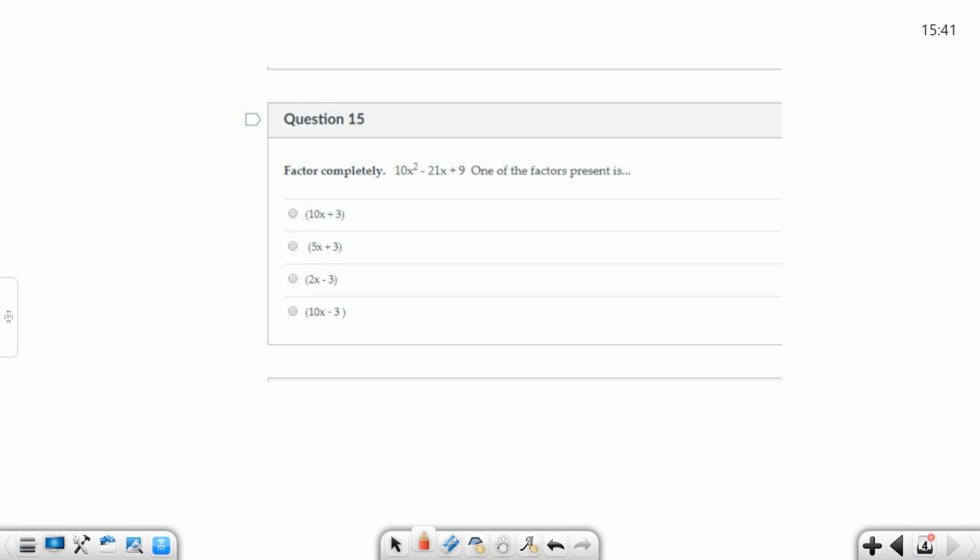Okay, I'm going to work mine with trial and error first. My factors of 10 are 10 and 1 and 5 and 2, and my factors of 9 are 9 and 1 and 3 and 3. I don't really know where to start, so I just start at the lower ones on the list every time. So I'm going to try 5x and 2x, and I'm going to try 3 and 3. Looking at the signs, I know the signs are same, and they're both negative.